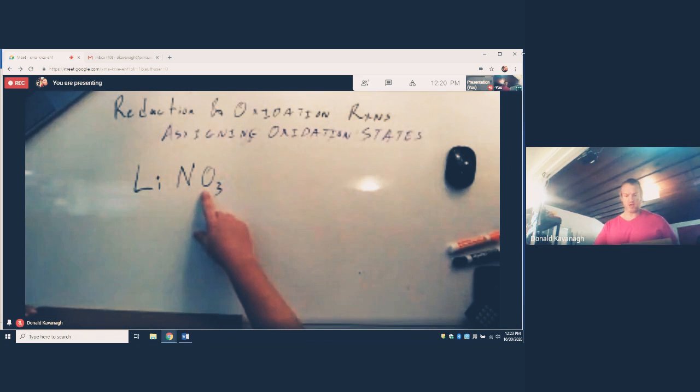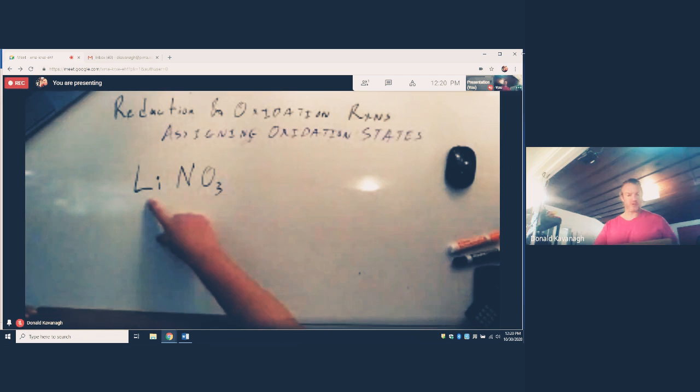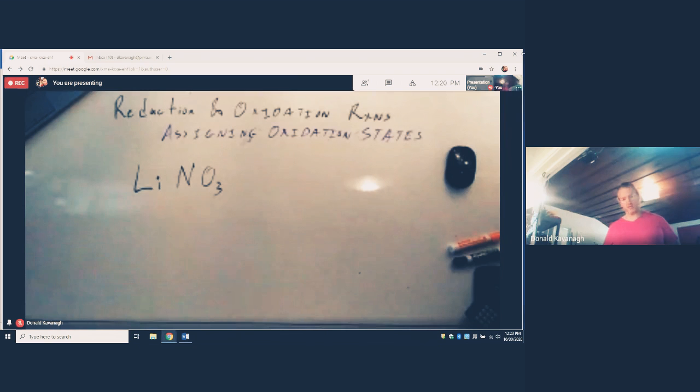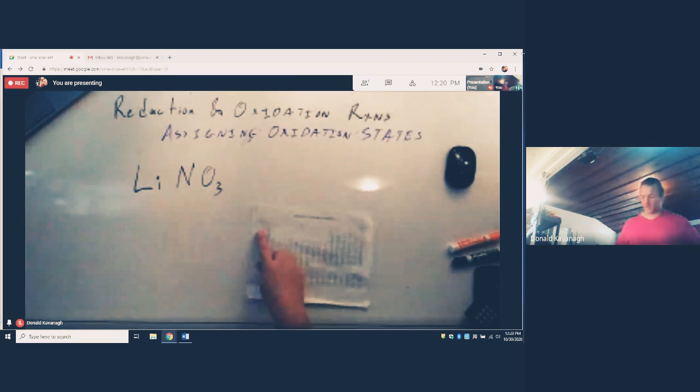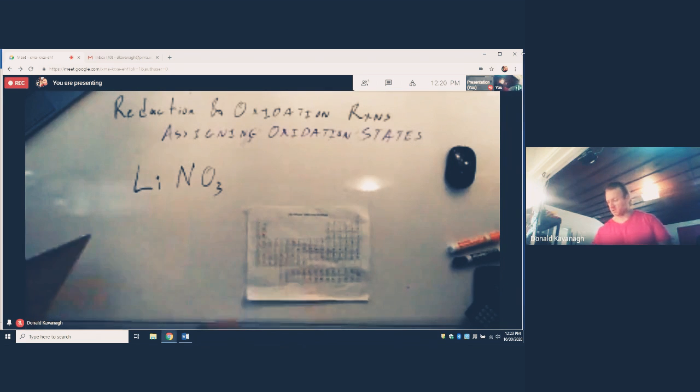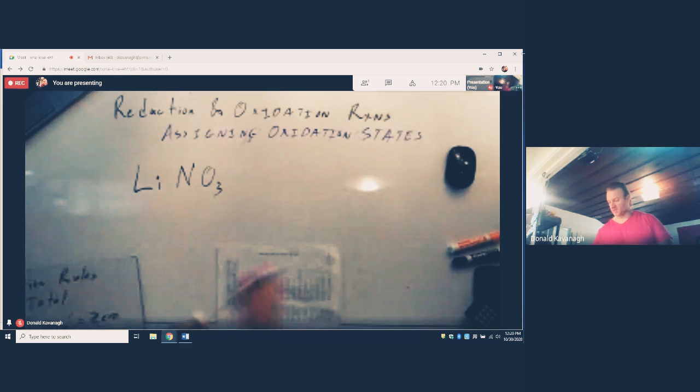Metals, especially alkaline and alkaline earth metals, are whatever oxidation state their column is. So for example, lithium is in the first column. Its oxidation state or common charge is +1. So lithium has a +1 oxidation state.